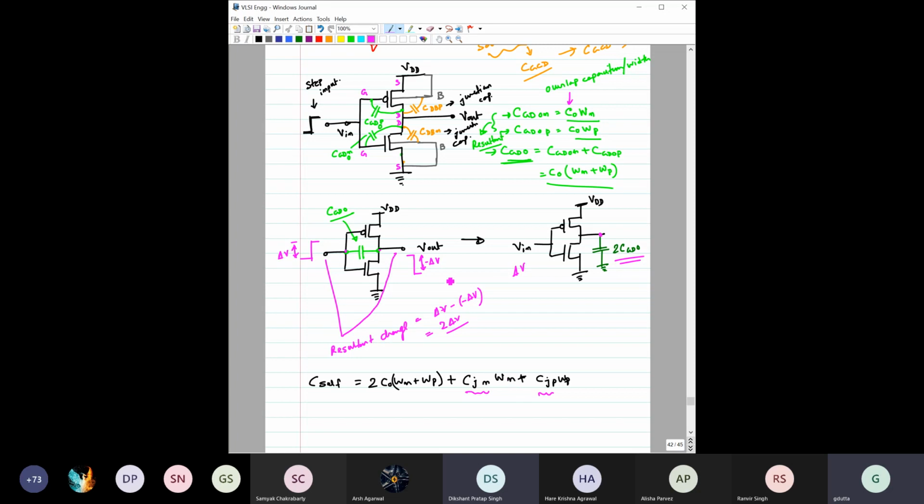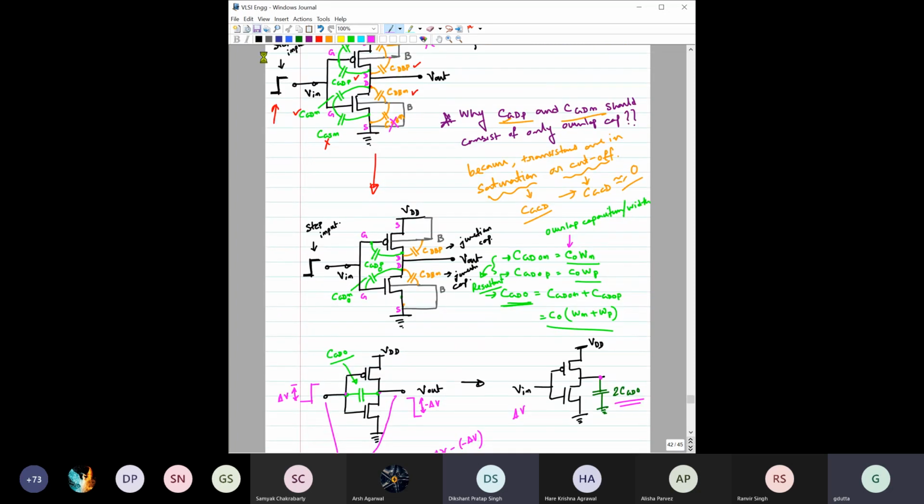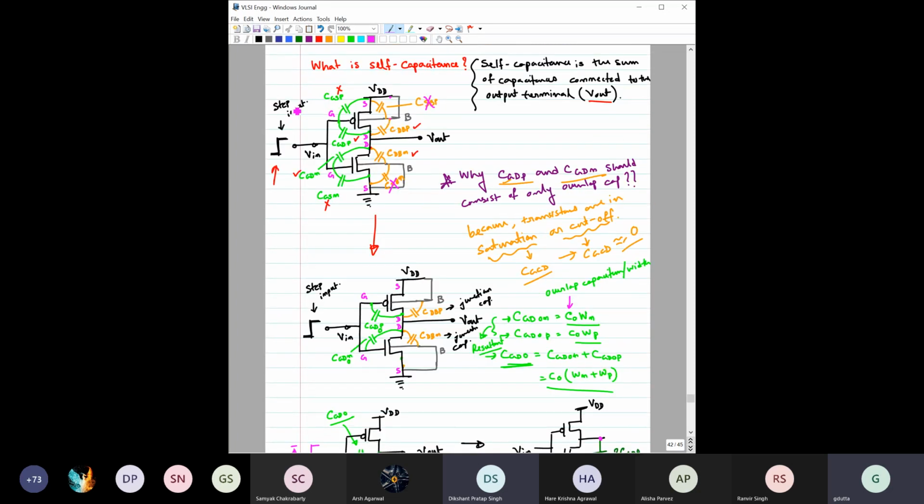So you know now from this analysis that whenever you are considering an inverter, some capacitances which are inherent to this inverter only will also be associated or connected with this output terminal. That means those capacitances will load this inverter itself, right? So it's not only the output load this inverter has to drive. When you connect an inverter, this inverter will load itself.